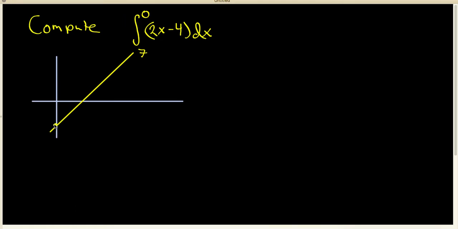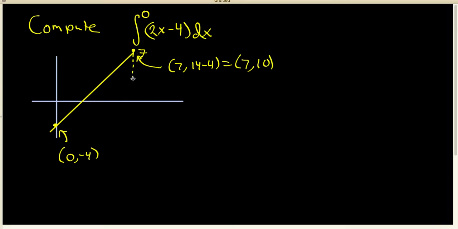This point here is going to be the point (0, -4). That's on my line. We're going to use this as the upper endpoint. So this is going to be 7, let's see, I guess that would be 14 minus 4. So that's going to be the point (7, 10). And I'm going to drop something down there. So this is x equals 7.